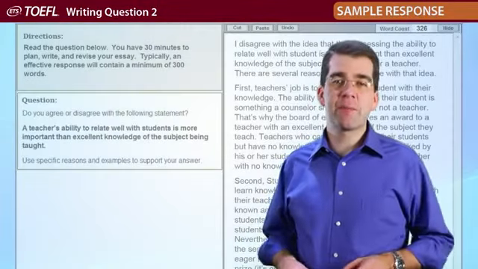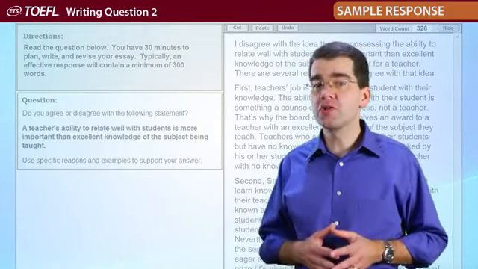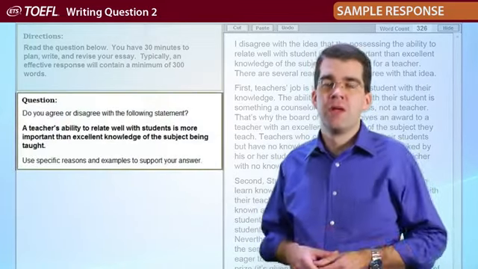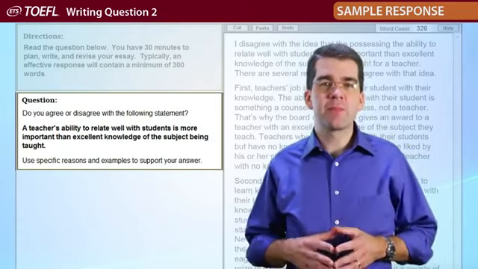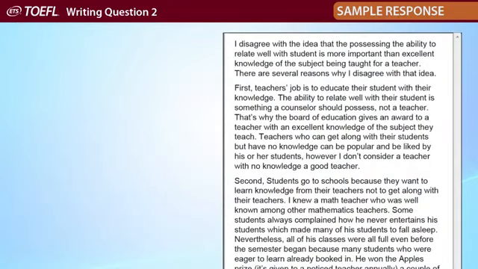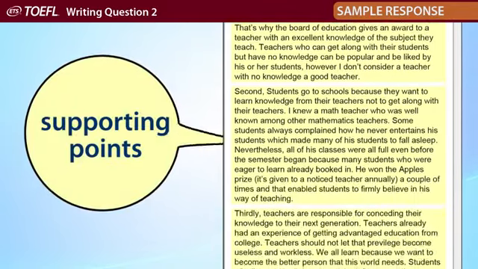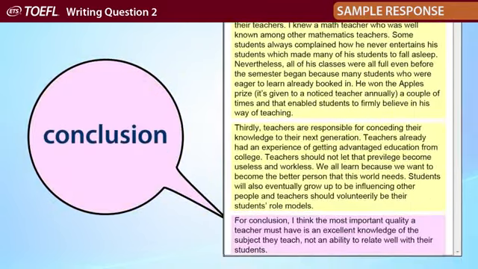Now let's look at a sample response to give you an idea of what a good essay looks like and what our raters look for when they score. This essay was responding to the topic about teachers and received a score of 4 on a 5-point scale. This essay has a very traditional structure. It gives the writer's point of view in the first paragraph, then has 3 paragraphs of supporting points, and then a concluding paragraph.